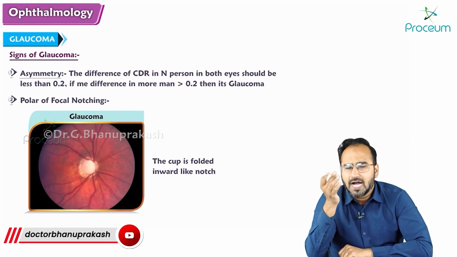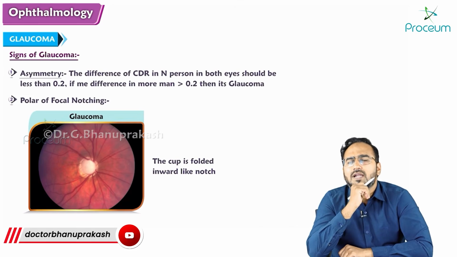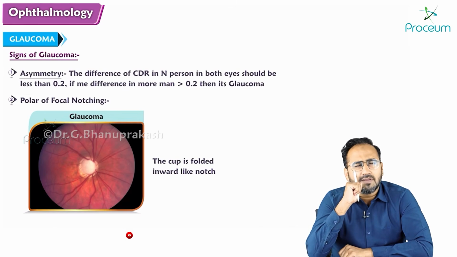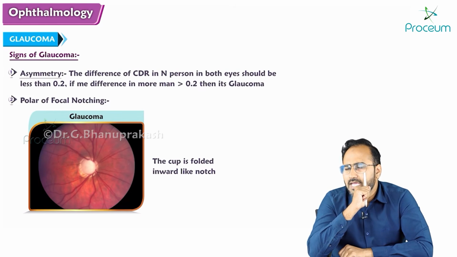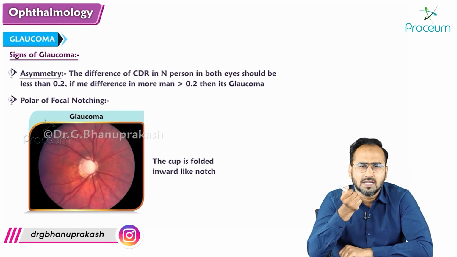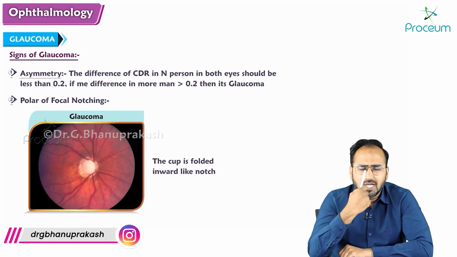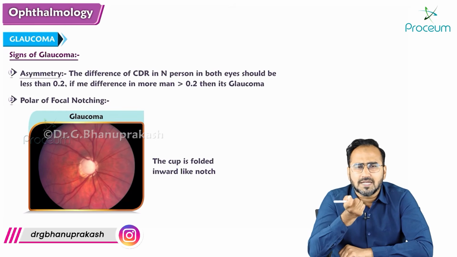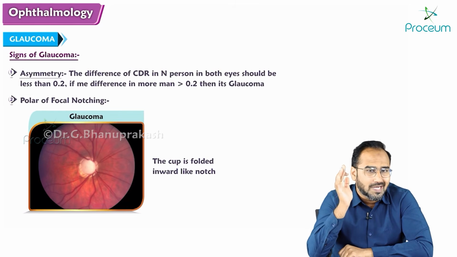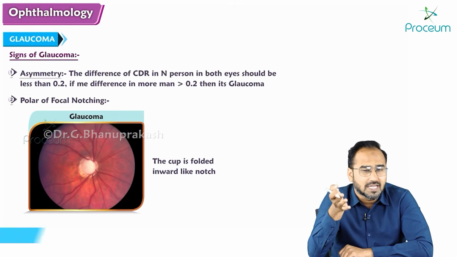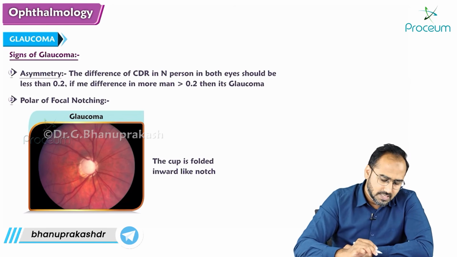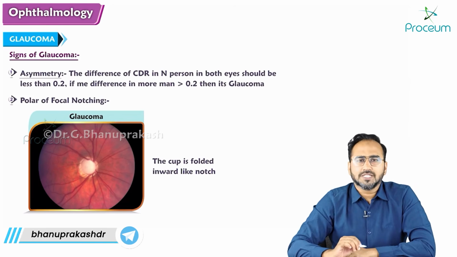Just look over here. I am a normal person. When I go for checking my cup to disc ratio, in this eye I will have 0.4 and in this eye it will be 0.5. What is the difference that I am having? 0.1. Any difference of less than 0.2 is fine. But any difference of more than 0.2 is asymmetry, which indicates the patient has a chance of developing glaucoma.